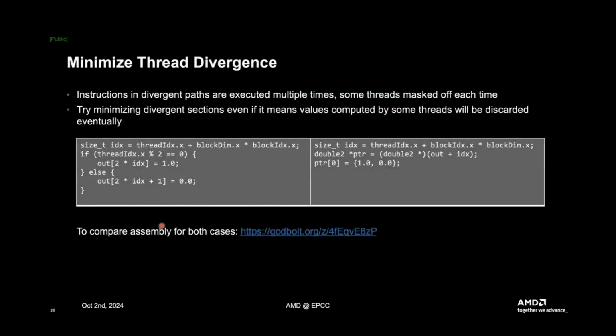Thread divergence. If you have some threads doing one thing and other threads doing the other, then all the instructions have to be executed, but each time some threads will be masked off. It may be better to do something smart where you avoid divergence. In this example, even and odd threads do something different, but if you were to have each thread just load 2 values and work with 2 elements, then you can completely avoid the divergence and you're just doing twice the amount of work in each thread.